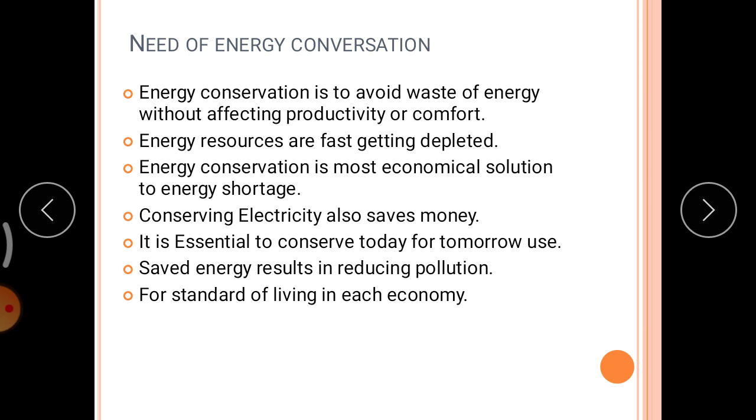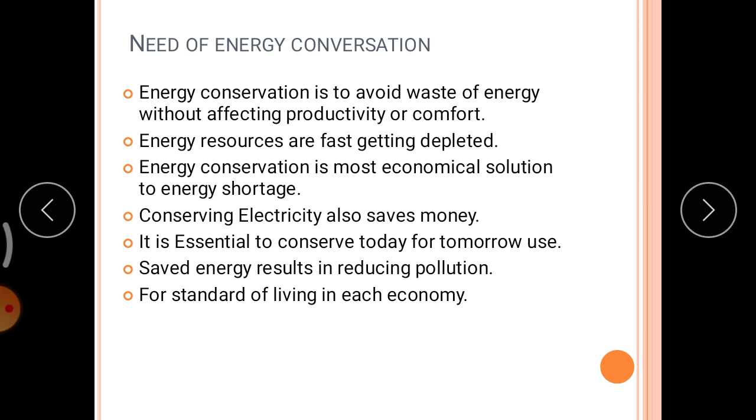But the main thing is that incandescent bulbs consume more power and LED bulbs consume less power. So you are avoiding the waste of energy, and productivity and comfort are not disturbed. We get the same output light only. That is the meaning of energy conservation: to avoid waste of energy without affecting productivity or comfort.